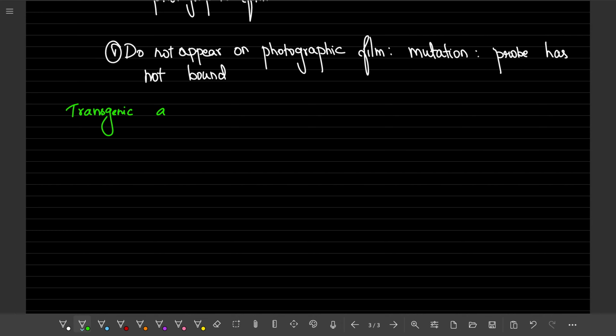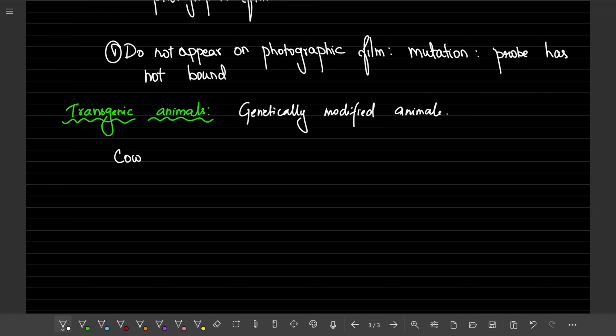Okay. Over. So now transgenic animals. Who are transgenic animals? What are transgenic animals? Why are transgenic animals? Genetically modified animals. What are all the common animals that are genetically modified? Spider. Cow. Liger genetically modified.